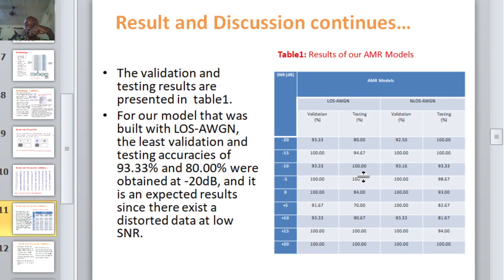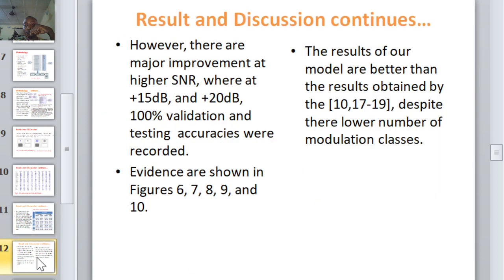According to Table 1, the validation and testing results are presented. And from this table, for our model that was built with line-of-sight additive white Gaussian noise, the lowest validation and testing accuracies of 93.33% and 80.00% were obtained at -20 dB, and it is an expected result since there exists a distortion at very low signal-to-noise ratio values. However, there are major improvements at higher values of SNR.